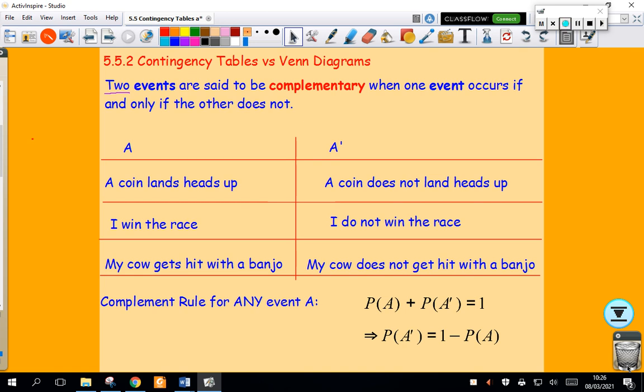We have the complement rule for any event A, which says the probability of any event added to the probability of its complement has to equal 1, because the two events, A and its complement, cover all possible outcomes in an experiment. So together, one of them is certain to happen. Either the coin will land heads up or it will not land heads up. Either I win the race or I do not. Either my cow gets hit or it does not. There are no other things that can happen, so the sum of those probabilities is 1, which gives us a nice rule for finding the probability of the complement of an event. We subtract the probability of the event from 1.